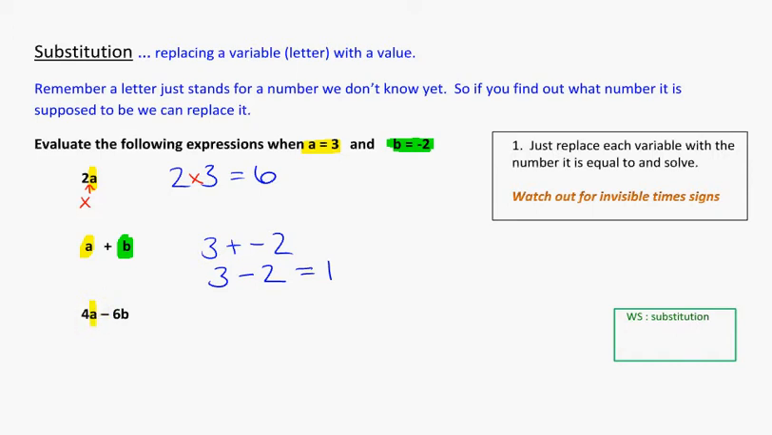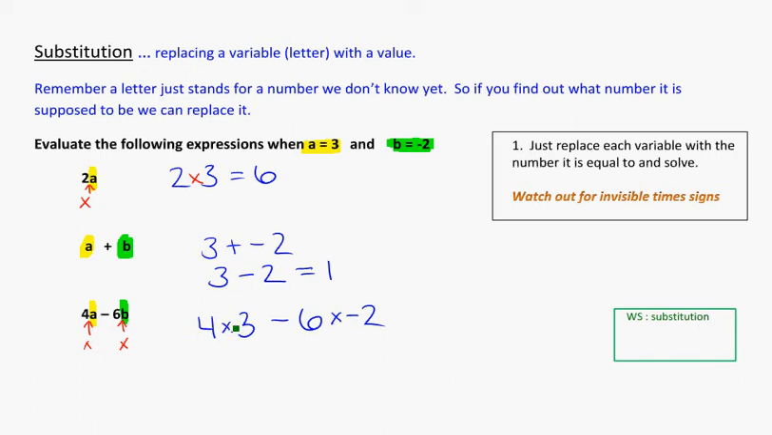One more example here, 4a minus 6b. And you'll notice I say that at first without the invisible times sign, but don't forget that it's in there. The little invisible times sign between the 4 and the a and the 6 and the b. So that really actually says 4 times a minus 6 times b. So if we write that out, 4 times a becomes 4 times 3, because we know that a is equal to 3, minus 6 times b, which is -2.